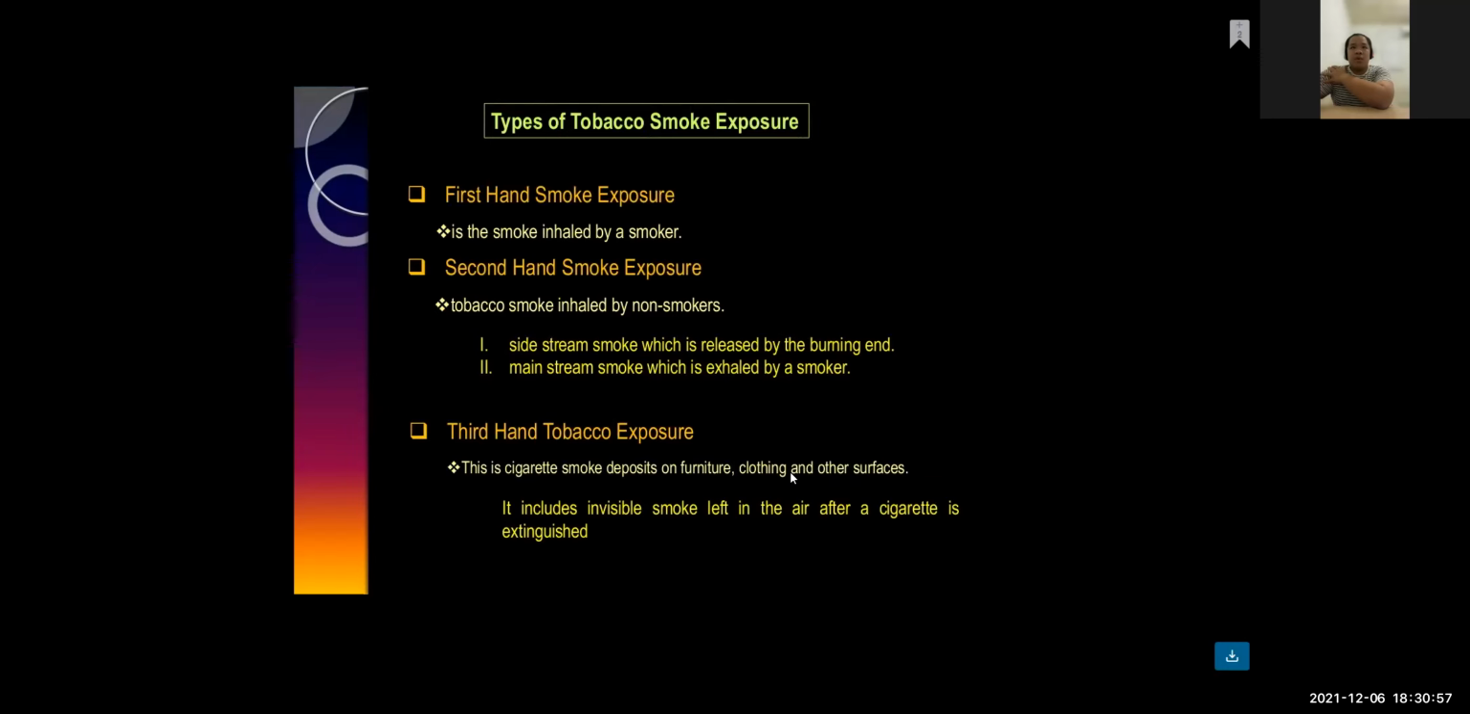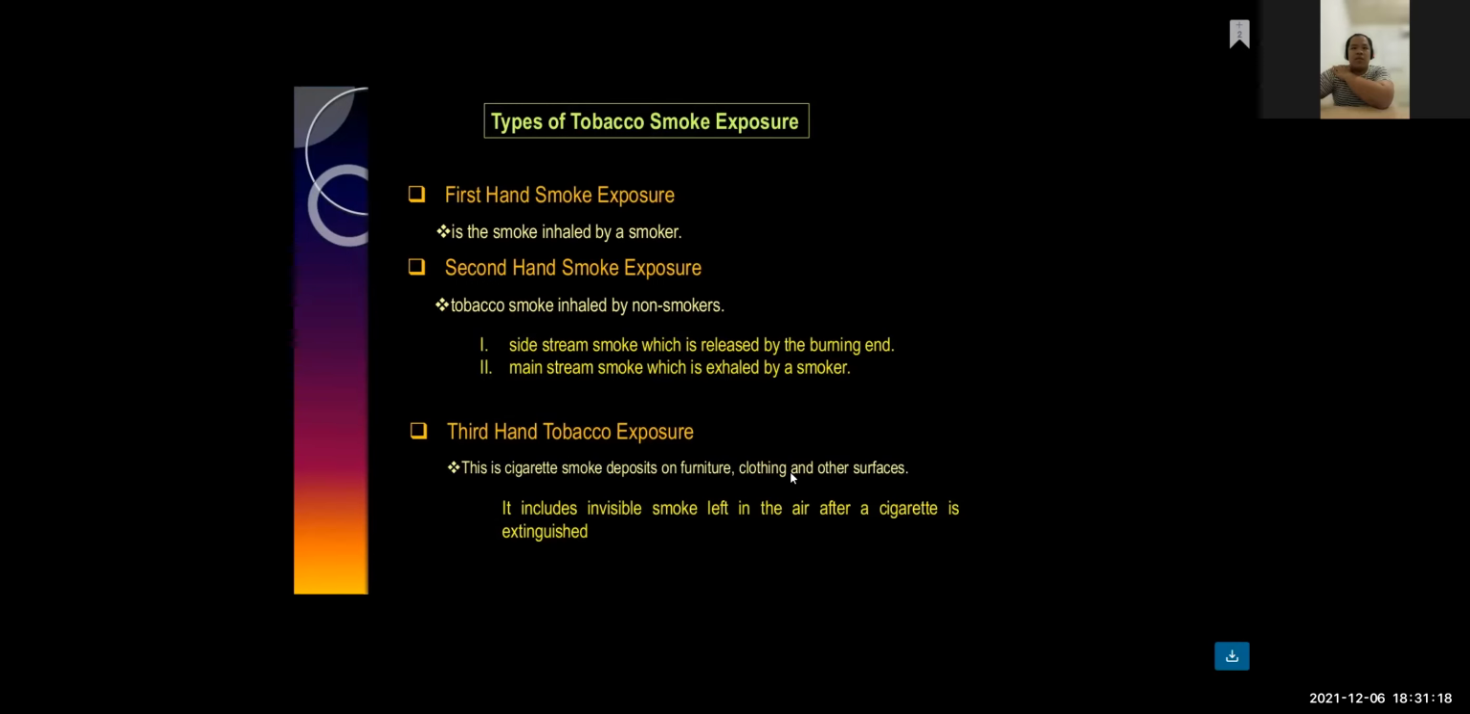Types of tobacco smoke exposure. First-hand smoke exposure is the smoke inhaled by the smoker. Second-hand smoke exposure is tobacco smoke inhaled by a non-smoker, who is also called a passive smoker. Side stream smoke is released by the burning end. Mainstream smoke is exhaled by a smoker.